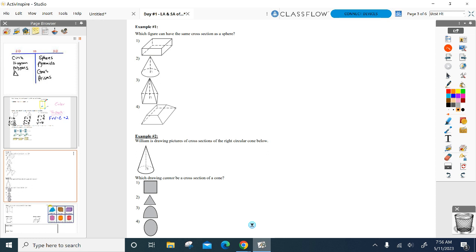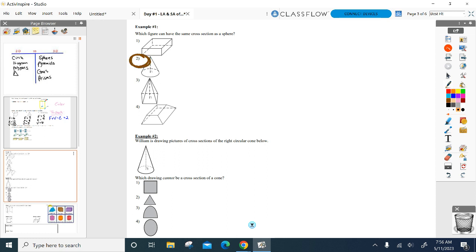And it would be which figure up here? Where else would I get a cross section here? 2, the cone, yep. How would I slice it? Horizontally, right? I hold it up, I get that circle back. Good job, everyone. Good work.